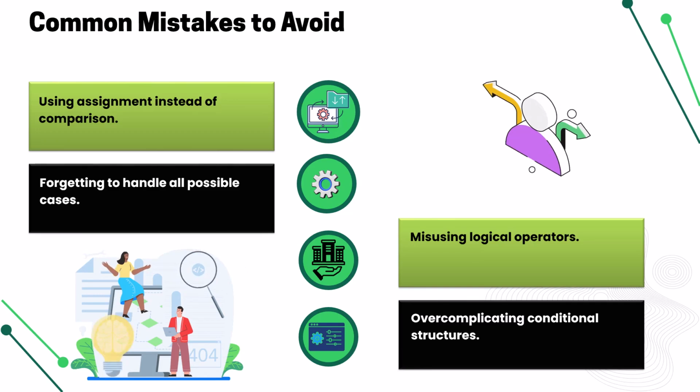Mistakes in conditionals can be sneaky. Accidentally using equals instead of double equals can break everything. Ignoring edge cases. That's like forgetting your umbrella when it's about to rain. Logical operators need care. Misusing them can twist the logic. And complexity. Keep it in check. Don't turn your code into a puzzle.